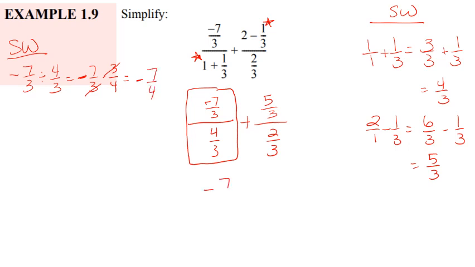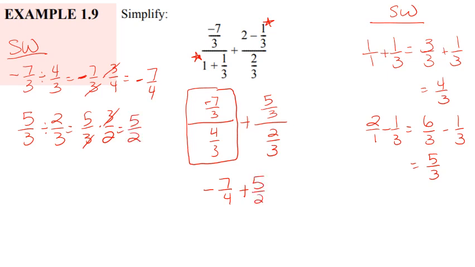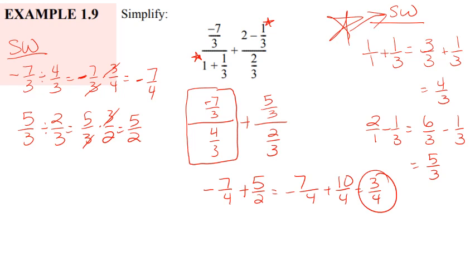So this is going to be negative 7 over 4 plus whatever this right thing is. So the right thing is going to be 5/3 divided by 2/3, which is 5 over 3 times 3 over 2. 3's divide out, and you get 5 over 2. So it's 5 over 2. Okay, so my last step is to find a common denominator. And this is going to be times 2, which is 10. And that's going to be 3 over 4. Okay, so this problem added an extra layer of steps that we needed to do in this first set of side work that I did at the beginning of the problem.